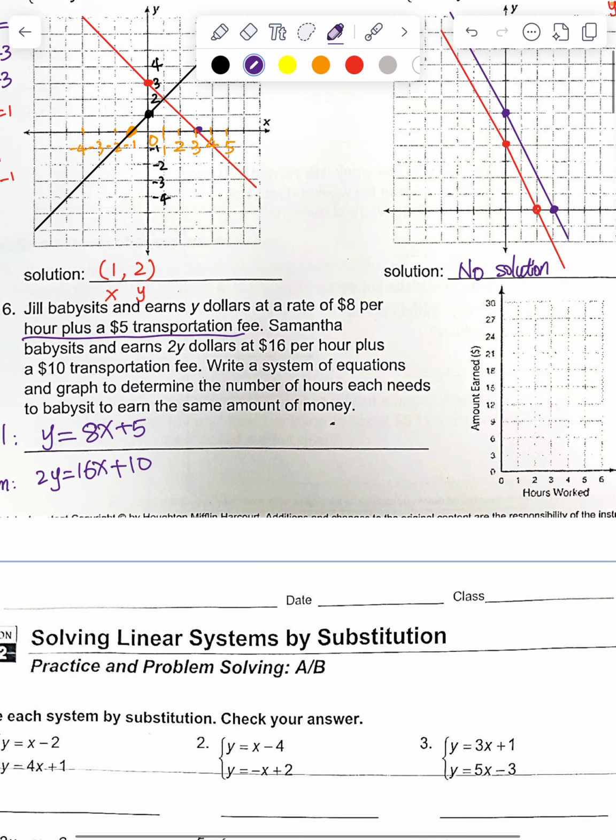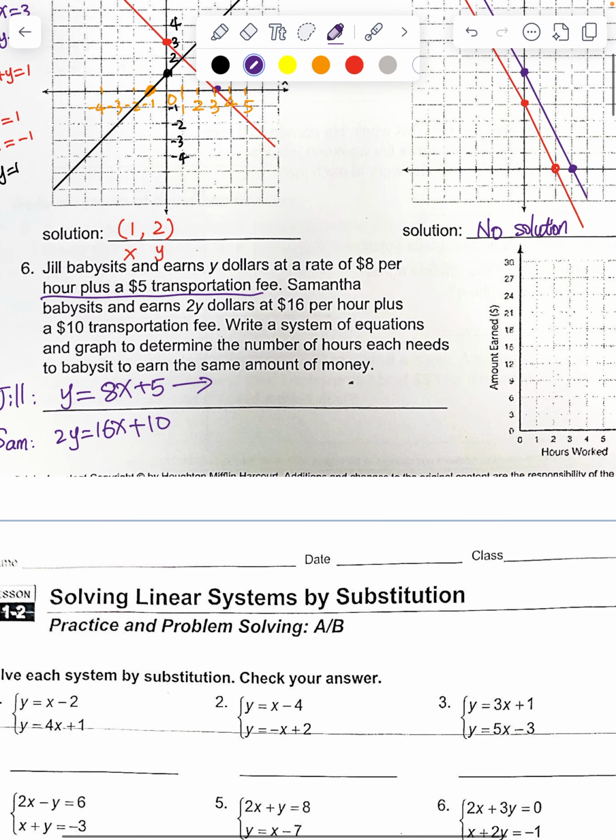We can graph the first one by slope-intercept form, but the second one, we need to simplify the equation by dividing every term by 2. We simplify it. So this becomes y equal to 8x plus 5. Oh, then these 2 equations are the same. So 2y, 16, and 10. They doubled every term, right?